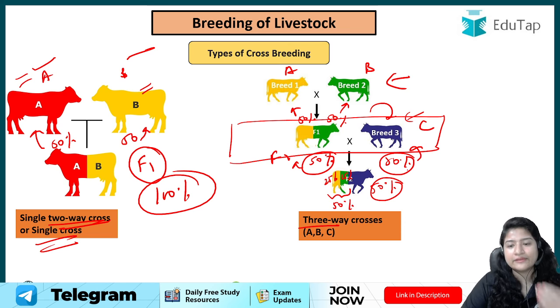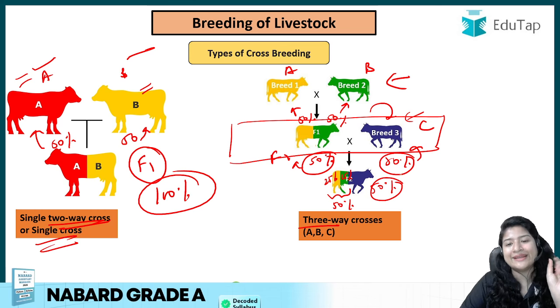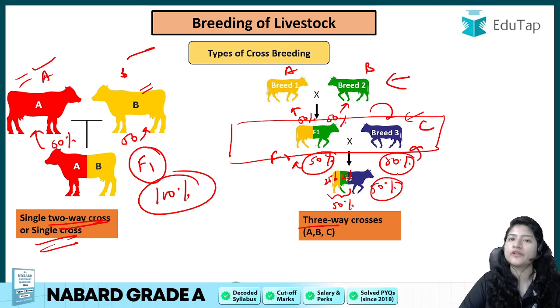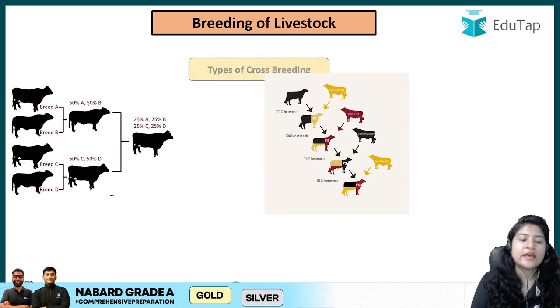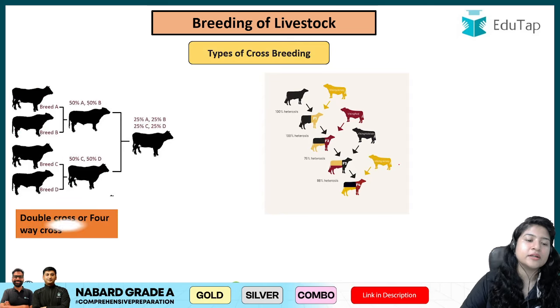तो in this three-way cross, what happens? Breed 3 has 50% of the genes, and then breed A and breed B have 50% overall. So it means individually 25%, 25%. ठीक है, next we have what? Next we have double cross or four cross.